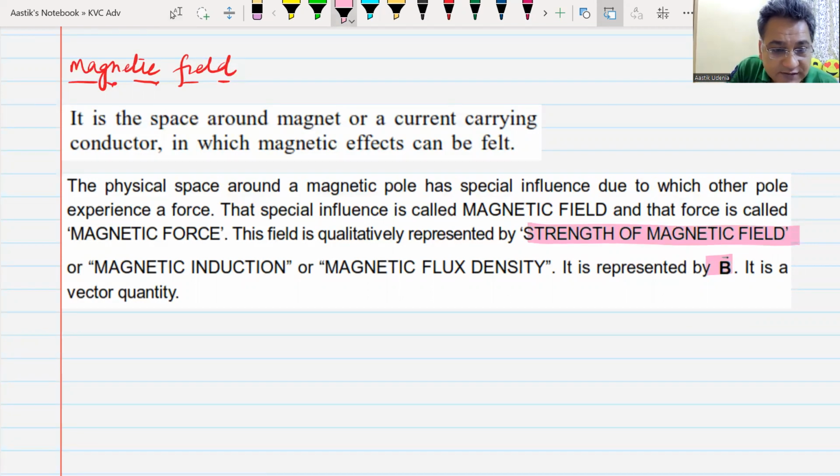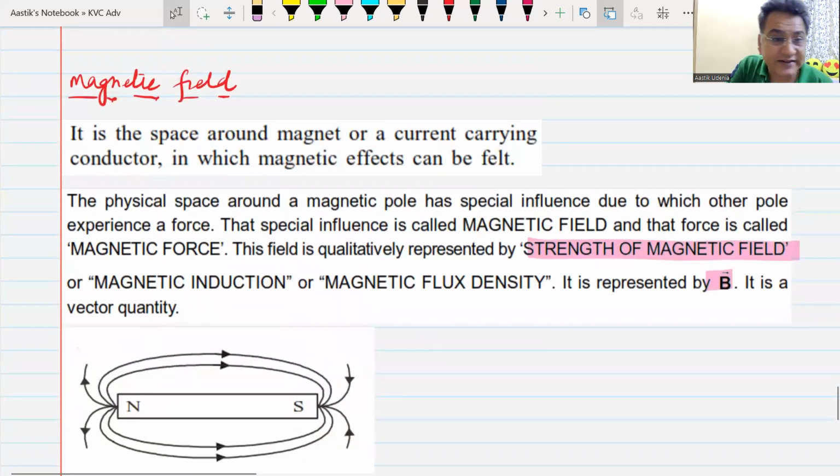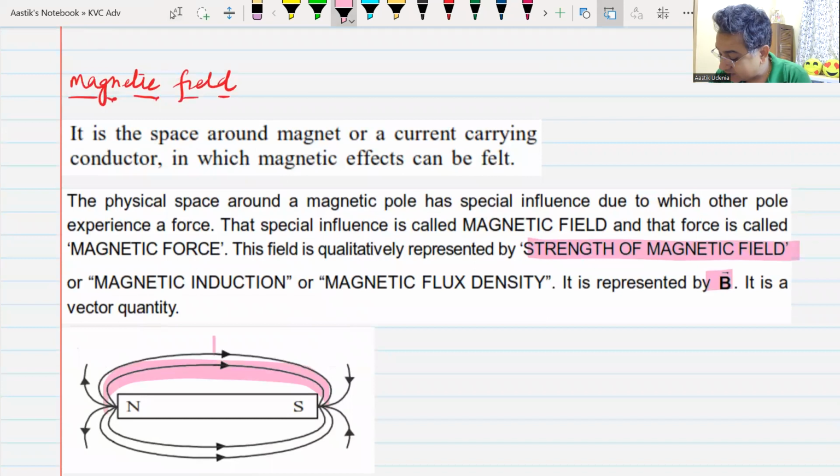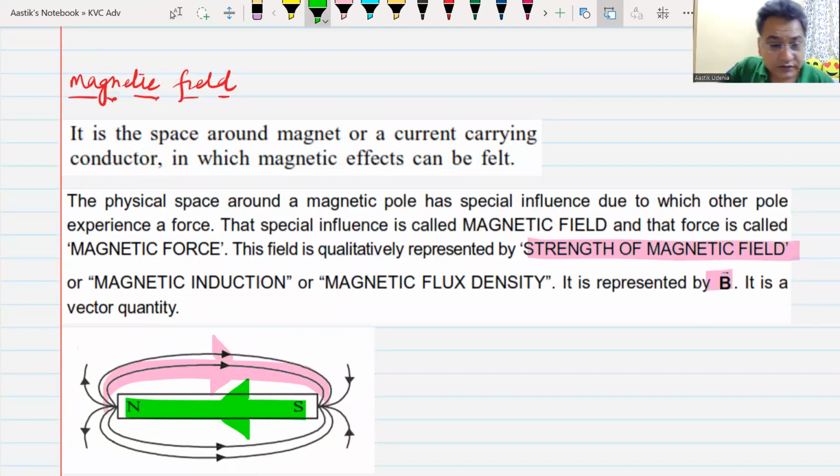Now, if you talk about this magnetic field, this magnetic field is expressed in terms of magnetic field lines. Do we understand this? Yes, sir. Or magnetic lines of force. And these magnetic lines of force are going from where to where? Outside the magnet, they are going from north to south, and inside the magnet, they are going from south to north. Do we understand this? Yes, sir. Everyone understands this. Yes, sir.